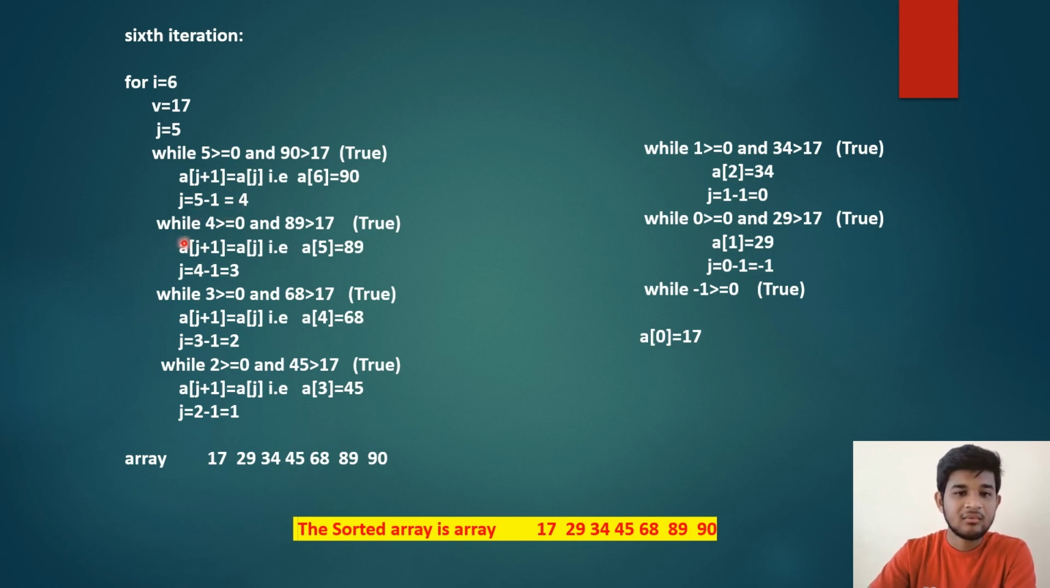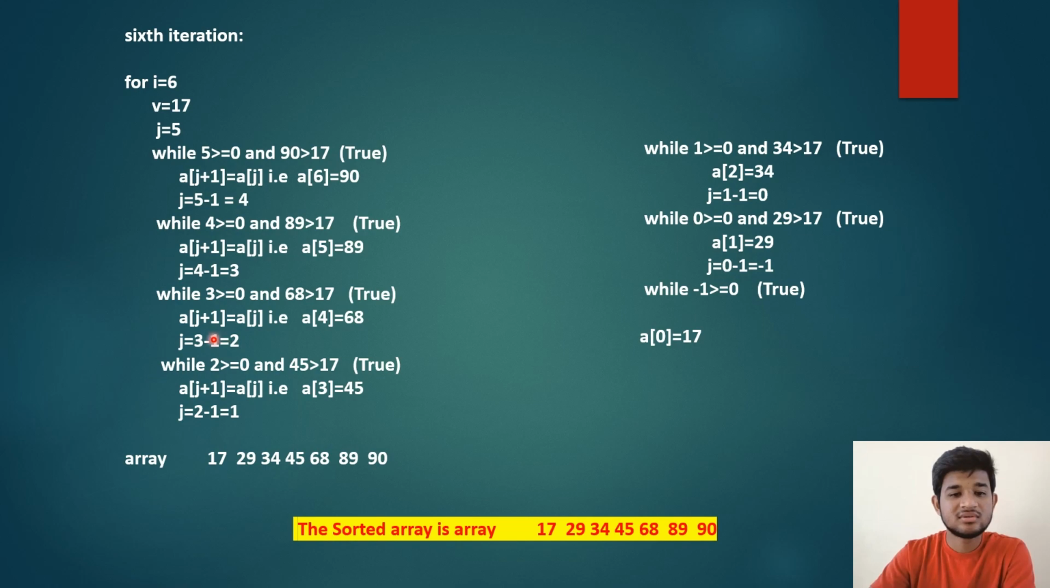equal to 4. While 4 is greater than or equal to 0 and 89 is greater than 17, both conditions are satisfied, true. Therefore a of j plus 1 is equal to a of j, that is a of 5 is equal to 89, and j is decremented by 1, so the j value becomes 3. Now while 3 is greater than or equal to 0 and 68 is greater than 17, both conditions are satisfied, true. Therefore a of j plus 1 is equal to a of j, that is a of 4 is equal to 68 and j is decremented by 1.